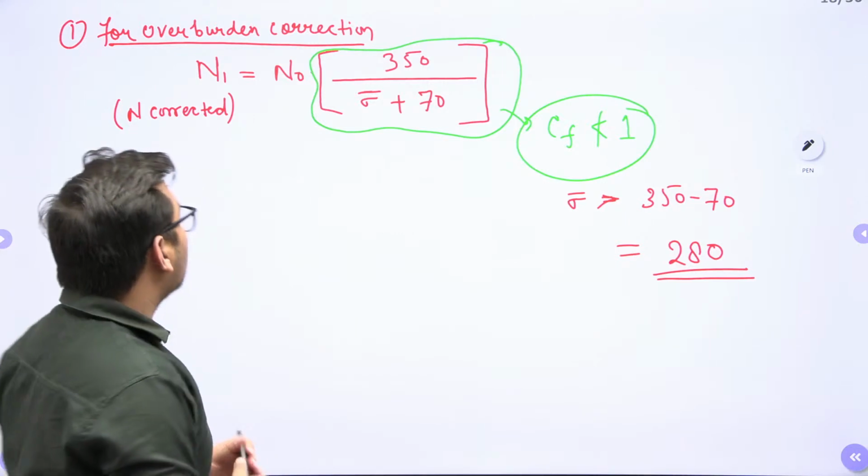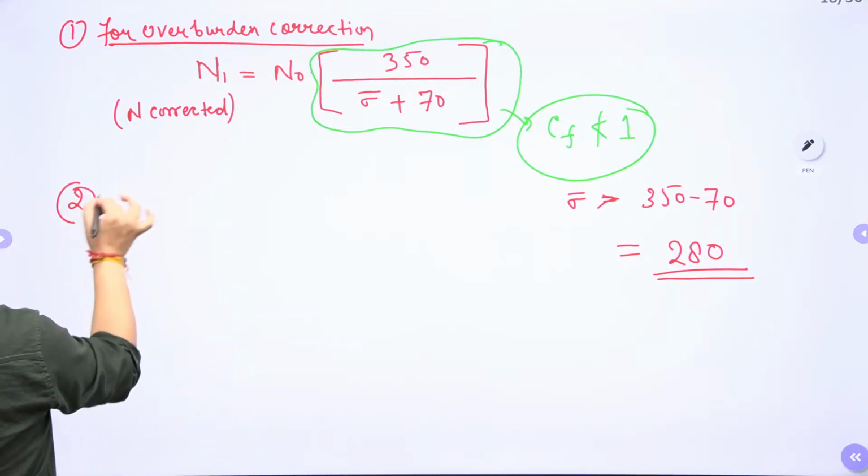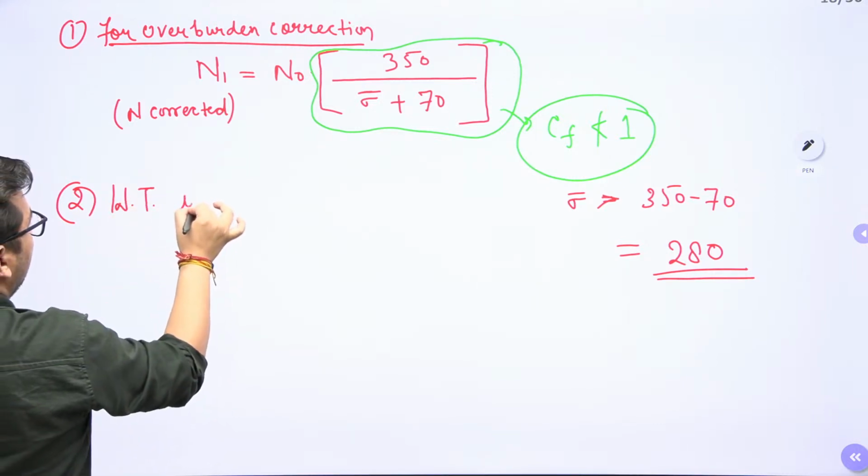Right? Also, there is one more correction, that is the water table correction, or we also call it the dilatancy correction. So you can say it as water table correction.